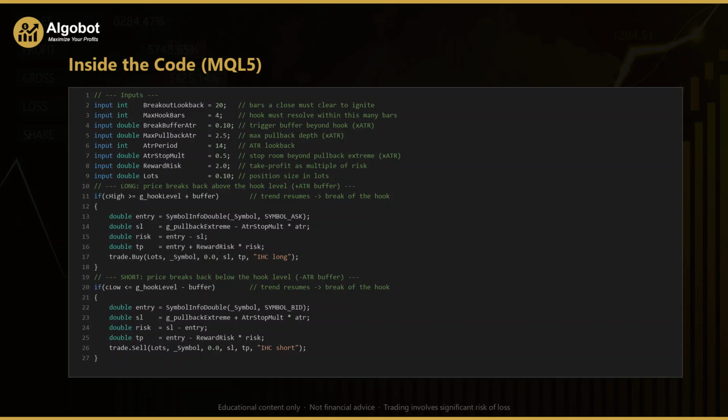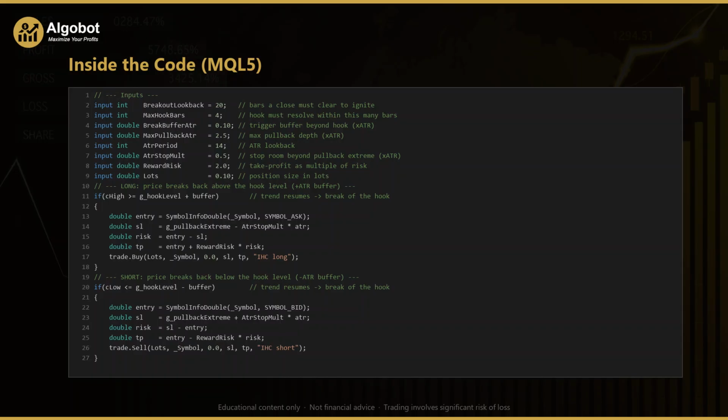The short block mirrors it exactly. The condition checks whether the current bar's low has dropped back to the hook level minus the buffer. Entry is taken at the bid. The stop is placed above the pullback extreme plus the half ATR of room. Risk is stop minus entry, and the take profit is entry minus the reward multiple of risk. Then trade.sell submits the order.